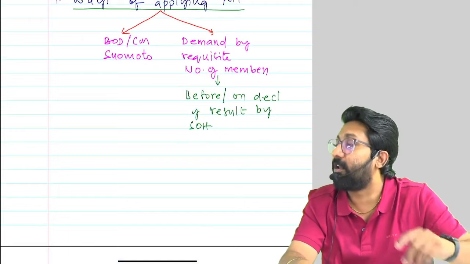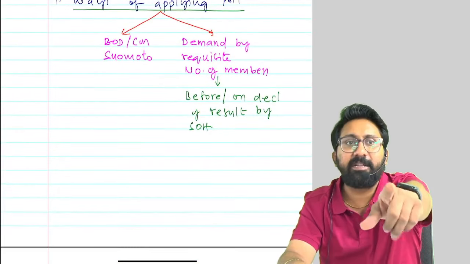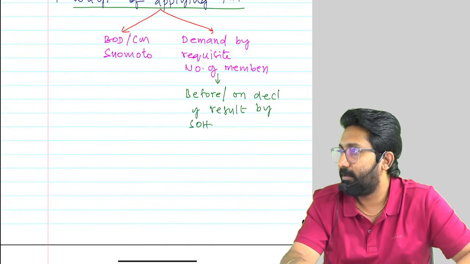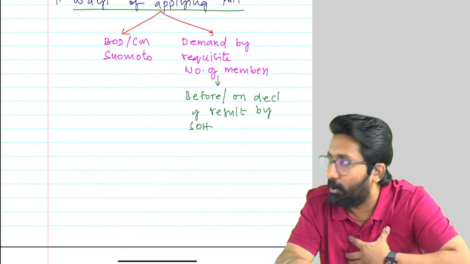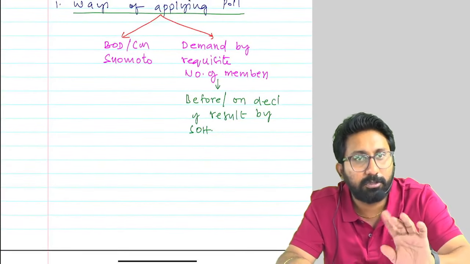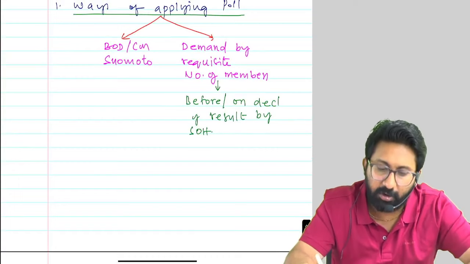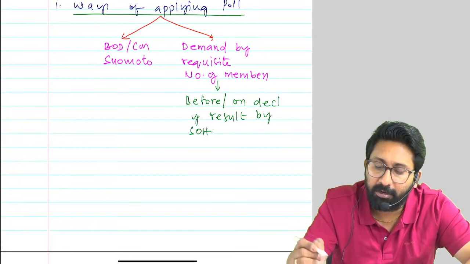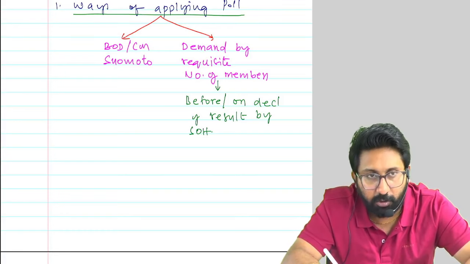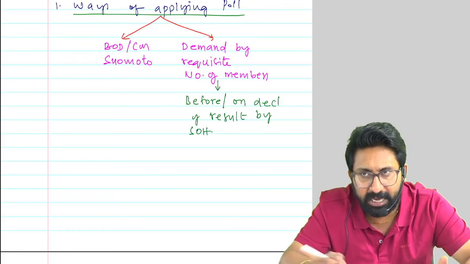Noted in the minutes. So one of the members stood up and said, the decision given by the declaration of result by the chairman is doubtful. I wanted to go for poll. What is he doing now? Demanding a poll. Understood the point, everyone? So now tell me, what are the ways of applying the poll? Two ways. Number one, CM suo motu. CM here represents whom? Chairman suo motu.